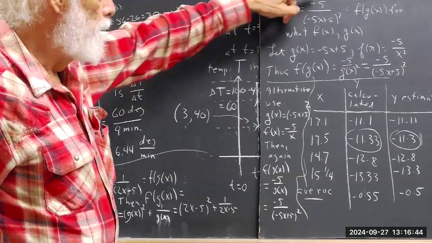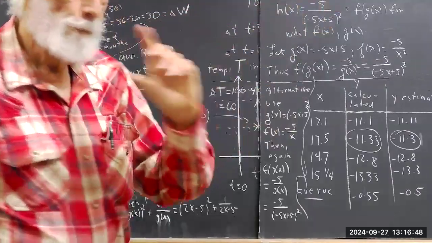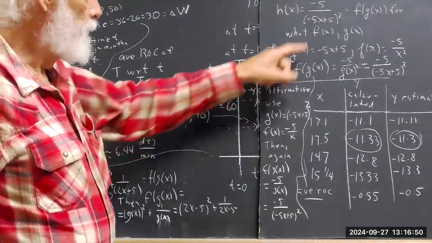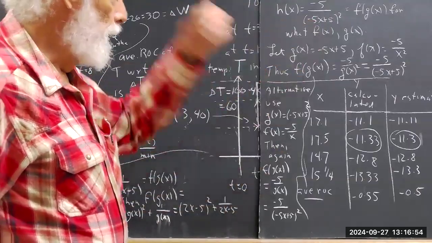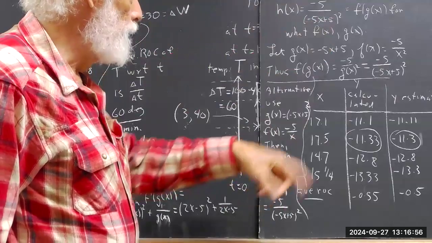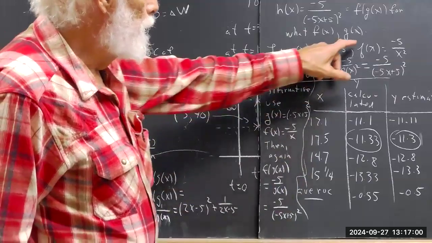Okay, you've got h of x equals -5 over the quantity -5x plus 5, squared. Ask yourself, what's the first thing that happens to x? Well, first you multiply by -5, but then you add 5. So you're going to say, okay, -5x plus 5. That would be a good g of x.